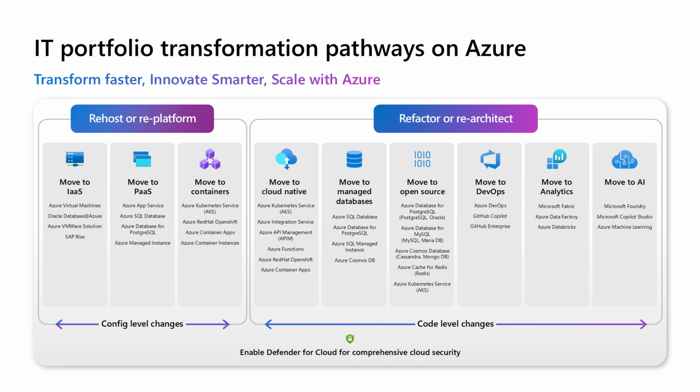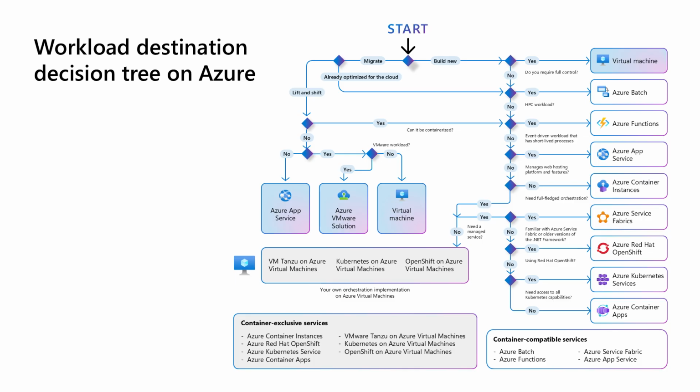If you choose to refactor or re-architect, you can move to cloud native, such as AKS, Azure Integration Services, Azure API Management, or Azure Functions, managed databases such as Azure SQL Database, Azure Database for PostgreSQL, or Azure SQL Managed Instance, open source such as Azure Database for MySQL, Cache for Redis, or Azure Cosmos DB, DevOps, including GitHub Copilot, Analytics, including Fabric, Data Factory, and Databricks, and even include AI with Foundry, Copilot Studio, and Azure Machine Learning.